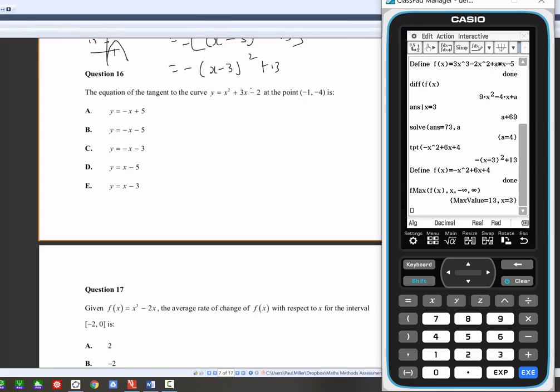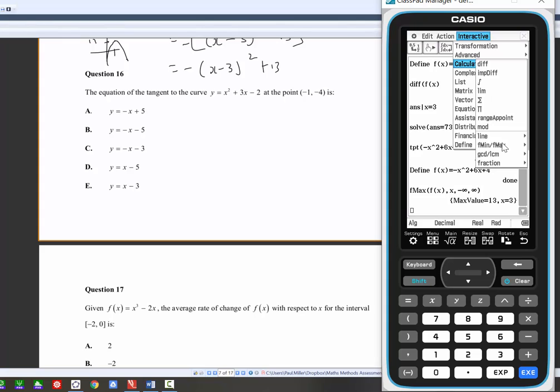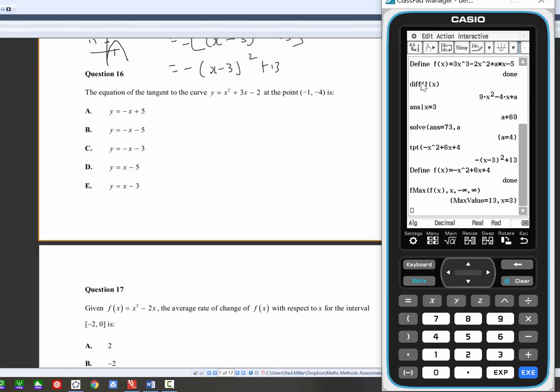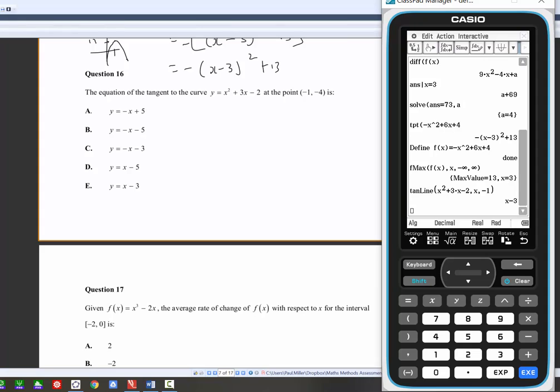All right, the equation of the tangent to this at, all right, that's easy on the calculator. So go calc, line, and tan line. All right, our expression is the function 3x take 2 at x is equal to -1, x take 3.